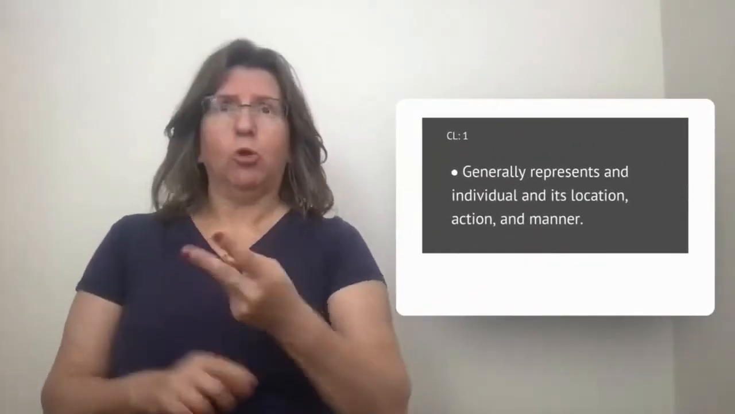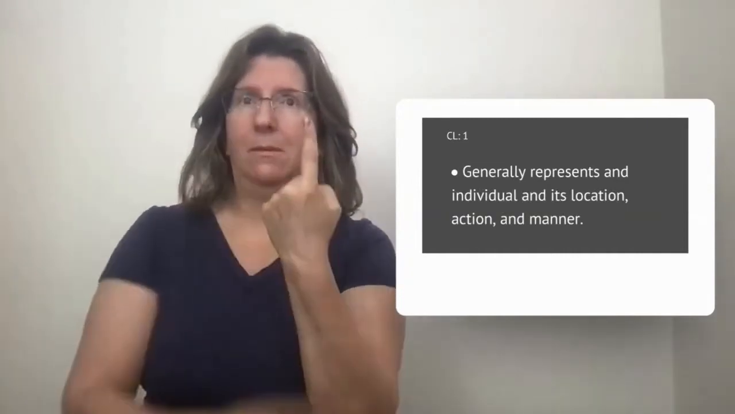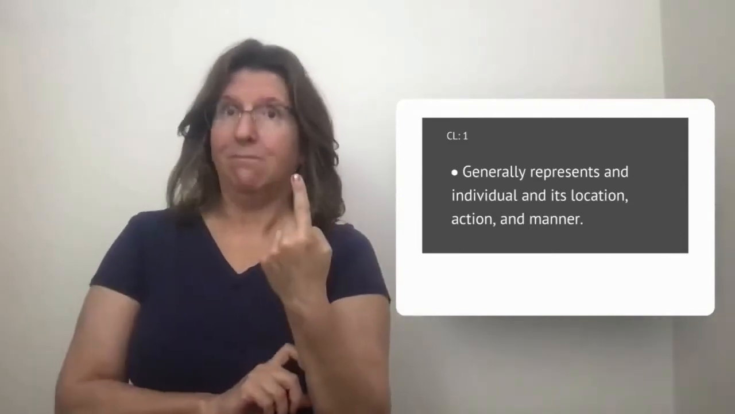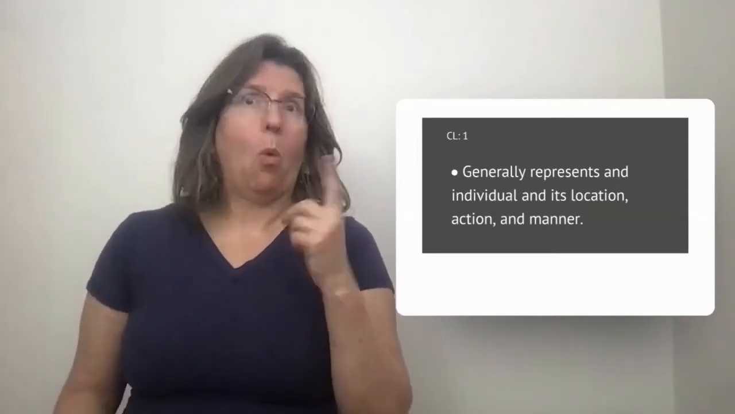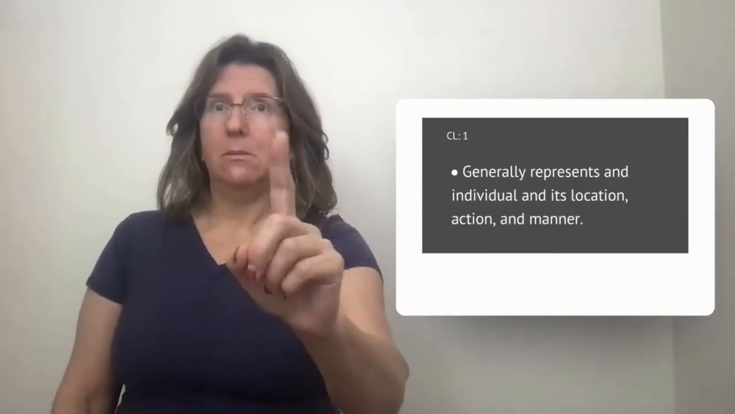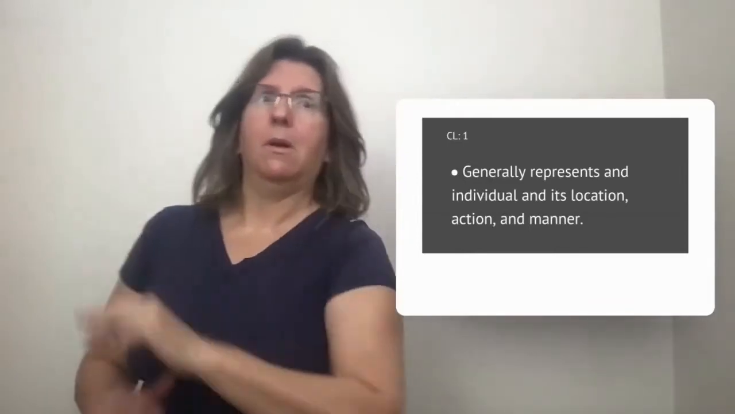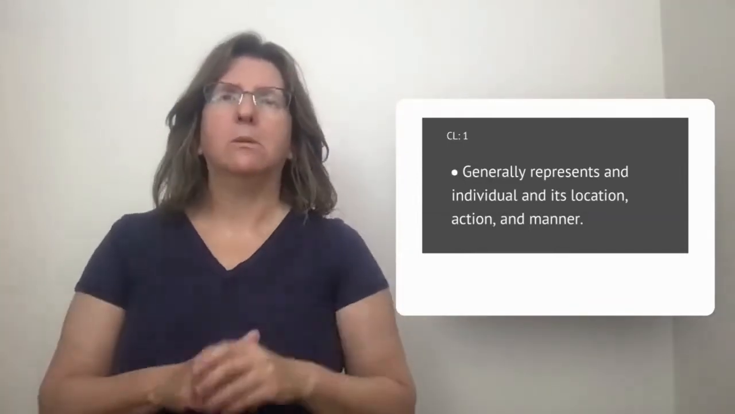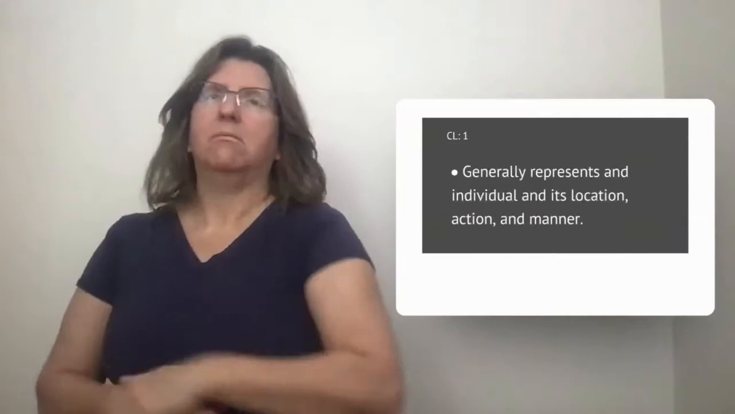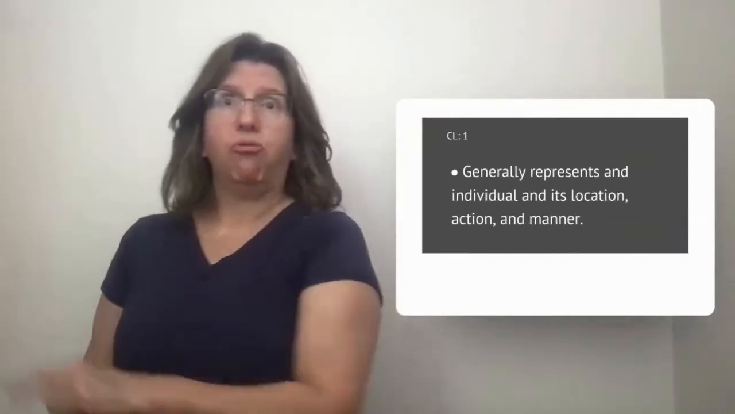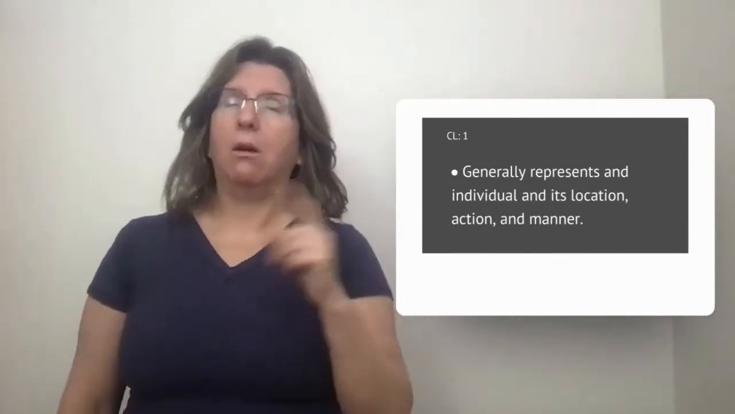The first classifier I'll introduce is CL1. It uses the index finger. It looks like a natural gesture for the number 1. It generally represents an individual and its location, action, and manner. Could be a person strolling down the street. Or a person in a rush. Or a drunk person staggering.